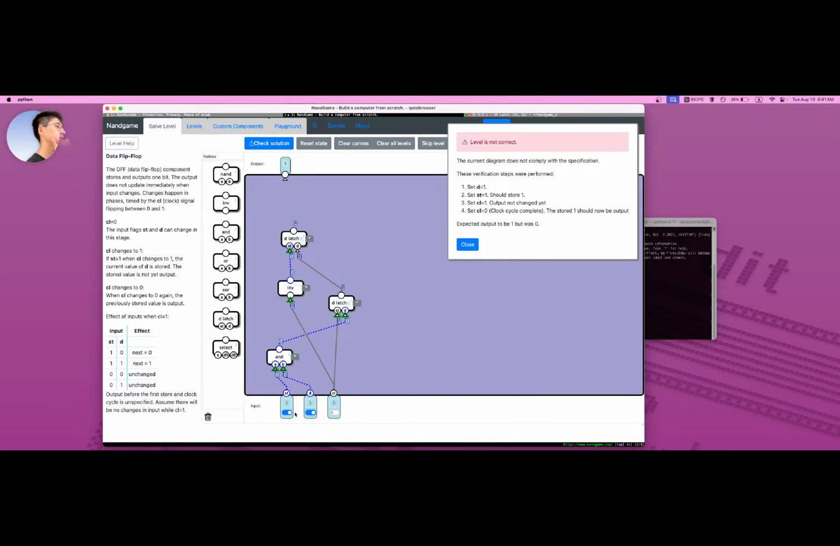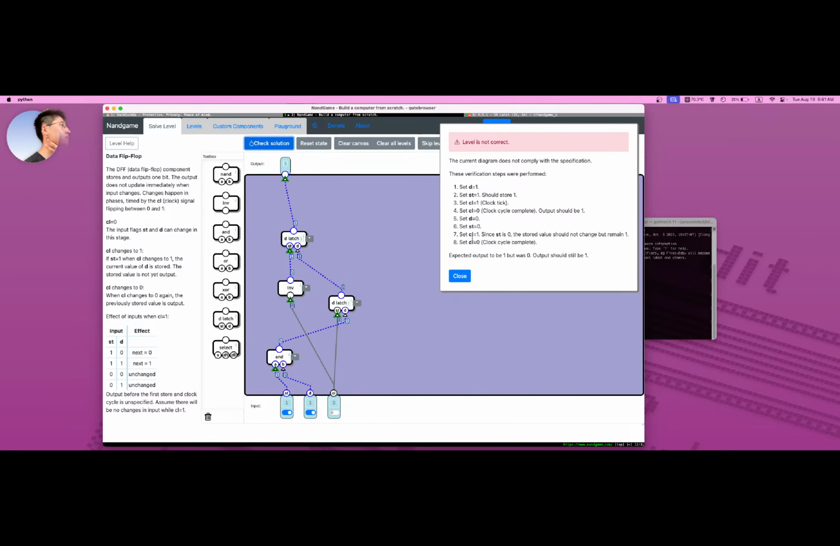Okay, we set D to 1. Now we store it. We don't store anything. Should store 1. We are not storing anything. Set clock to 1. I store a 1 now. Set clock to 1. Output not changed yet. Set clock to 0. Output is 1.